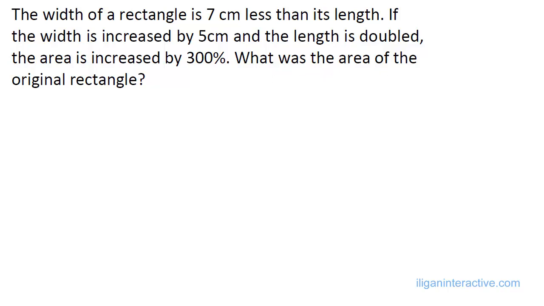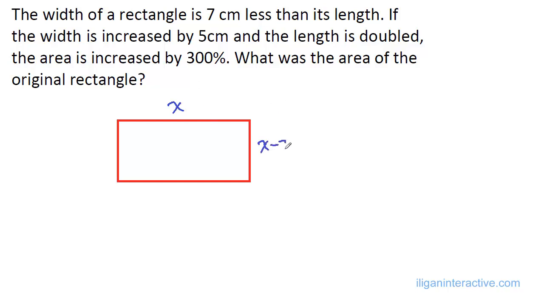So let us see here. Let us try to draw first the original rectangle. Okay? So for example, this one. Now, according to the problem, the width of the rectangle is 7 cm less than its length. So shall we say the length is x? Okay, that's the length. And the width will be x minus 7, right? Because it says 7 cm less than its length.